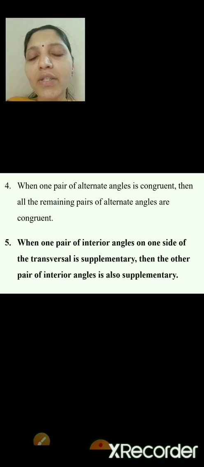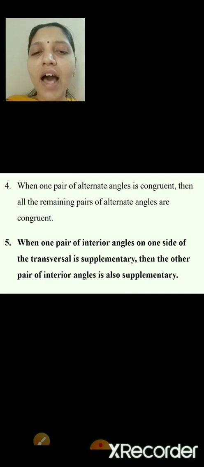The next property is when one pair of interior angles on one side of the transversal is supplementary, then the other pair of interior angles is also supplementary. So in short, we can say that a pair of interior angles are supplementary. Whatever interior angles you are finding, all these interior angles are supplementary, which means their addition must be 180 degrees. So all these 5 properties you have to learn. These 5 properties are very important. We are going to use these properties to solve practice set 2.1.